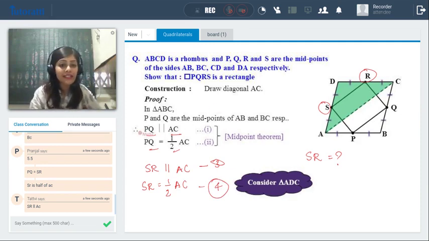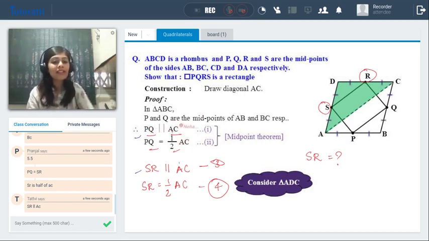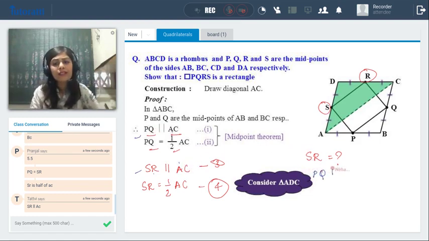Now students, pay attention. Look at equation 1 and equation 3. Yes, students, what do you observe in equation 1 and equation 3? The right hand side of both the equations are equal. PQ parallel to AC and SR also parallel to AC. So can I say that PQ is parallel to SR?